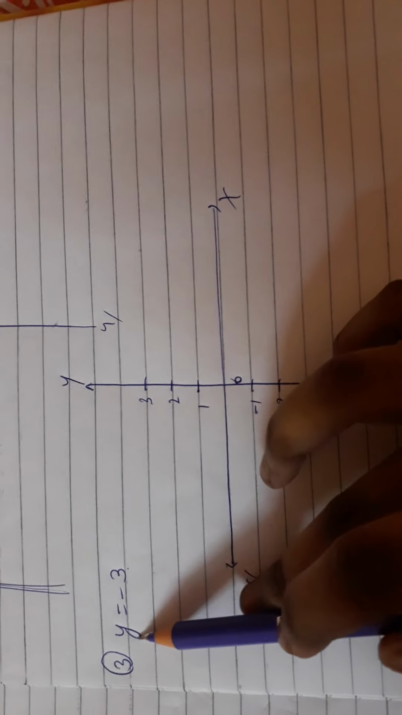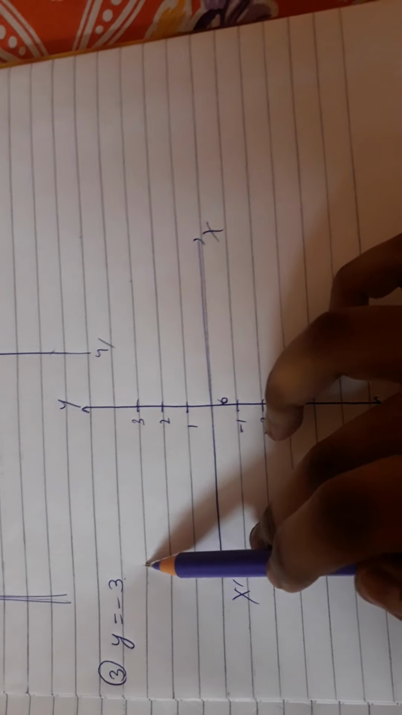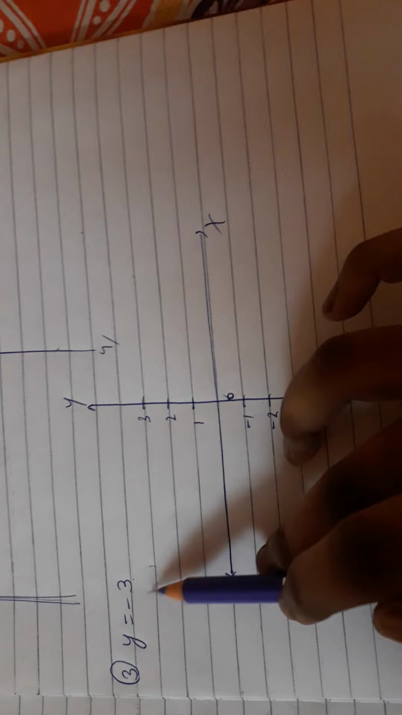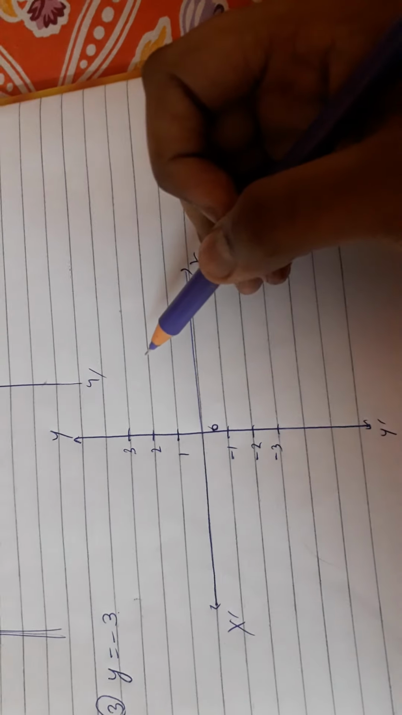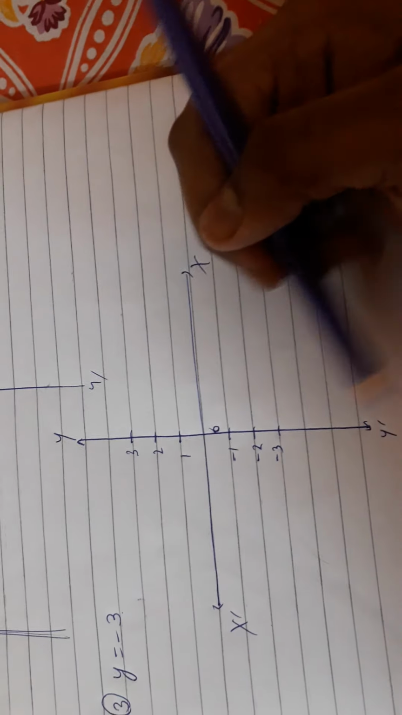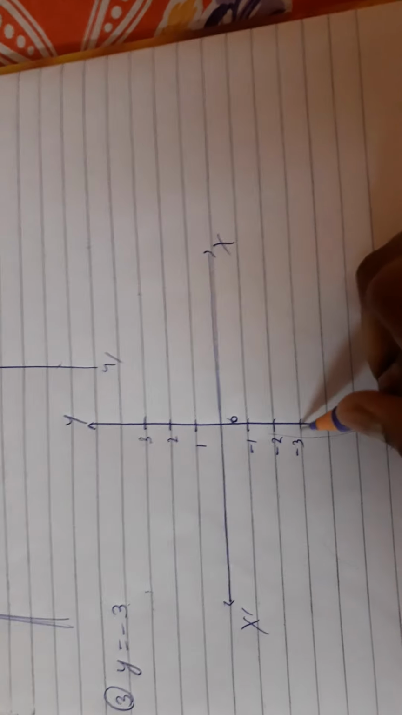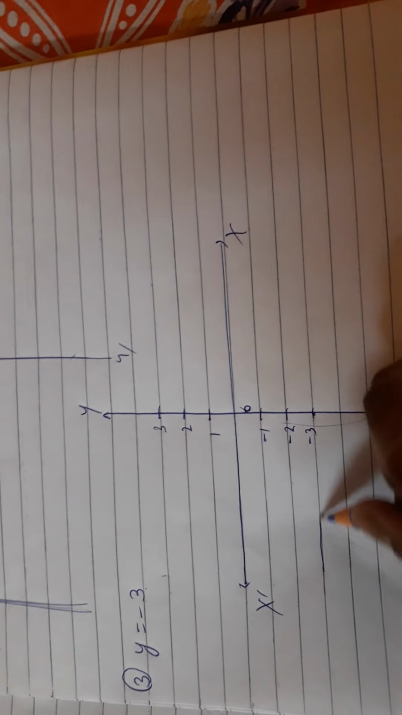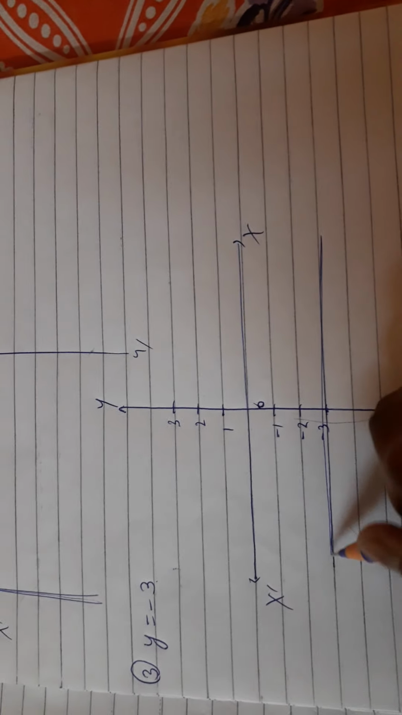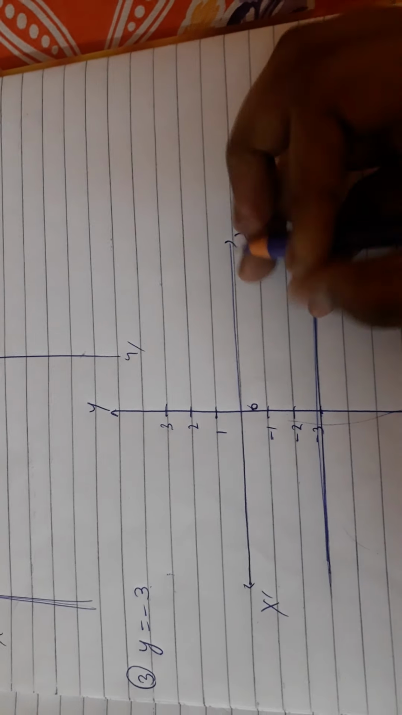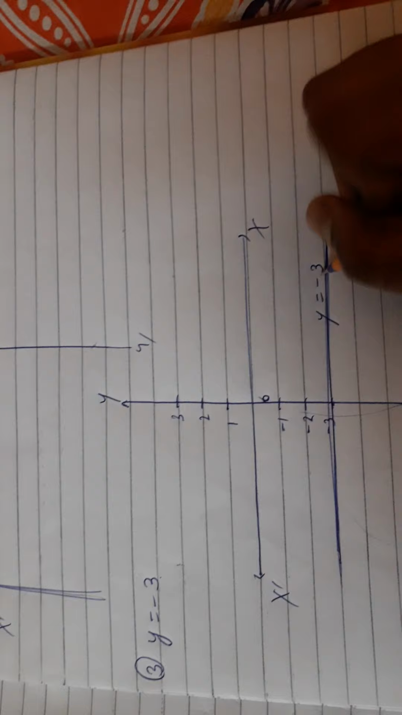See, the next equation is y equals minus 3. Here you have been given y. So y equals minus 3 means you first find the y-axis. This is your y-axis. On the y-axis you have to find minus 3. Minus 3 is here. So you have to draw a line parallel to the x-axis. So this is your y equals minus 3.